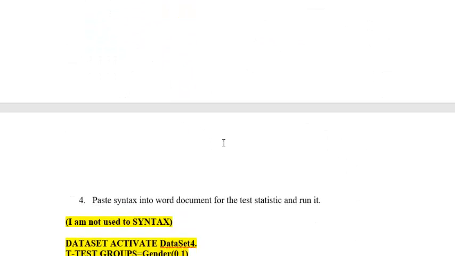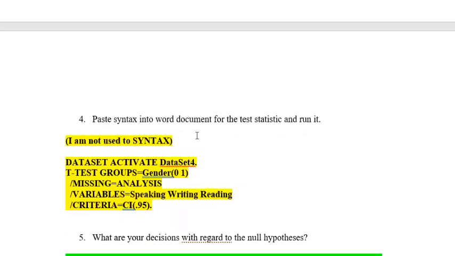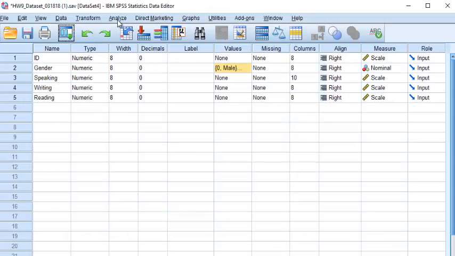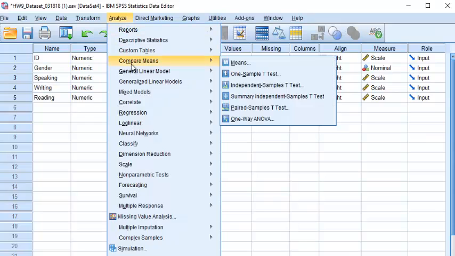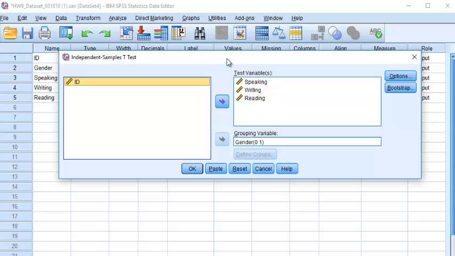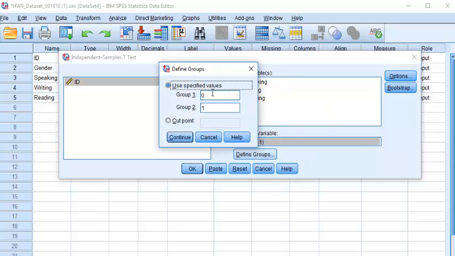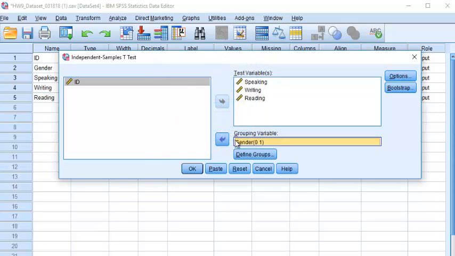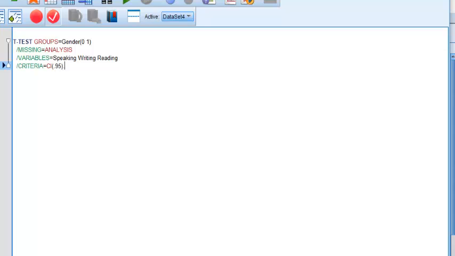All right, next question. Syntax. I'm not a syntax guy, but let me show you what I came up with. You simply go to the test that I was going to run, and it's Analyze, Compare Means, Independent Samples. Sorry, it's been a long day. And you put your test variables here. These are your DVs. And your grouping variables, you always got to define them. So 0 was male and 1 was female.